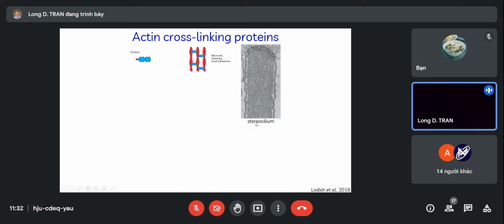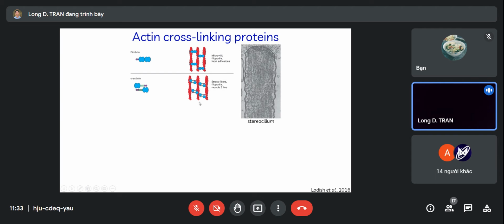A stereocilium is a structure in the ear. Another protein which can also lead to the formation of a parallel bundle is alpha-actinin. Alpha-actinin has to work as a dimer because it has only one actin binding domain. It also forms the parallel actin found in stress fibers, in filopodia, and in the muscle Z line.